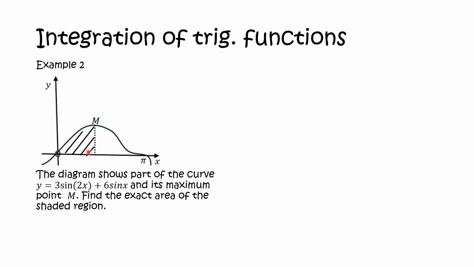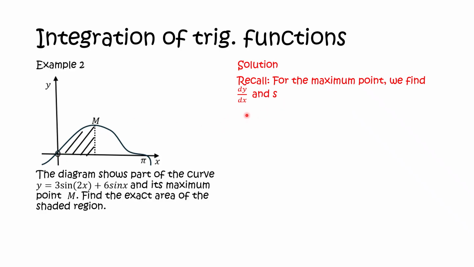So before we continue, we already know that we are expected to come up with the exact value of the area. We know from differentiation that we can get the maximum or the minimum point through differentiation. In that case, we are going to differentiate our y, and when we get dy/dx, we set it to 0.